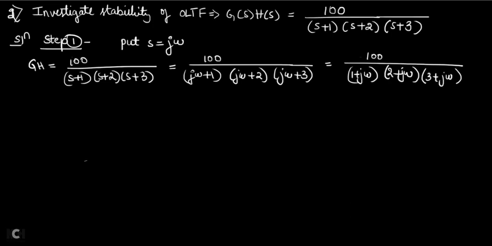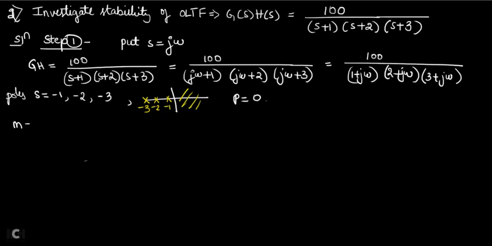Now after this you find out how many open loop poles are there. What are the poles present? Open loop poles: equate the denominator to 0. S is equal to minus 1, S is equal to minus 2 and S is equal to minus 3. Are there any poles present on the right hand side? We will see. Minus 1 is present on the left hand side, minus 2 is present on the left hand side, and minus 3 is also present on the left hand side. So there are no poles present on the right hand side. So therefore you have to take capital P is equal to 0. We will use this capital P at the last step.